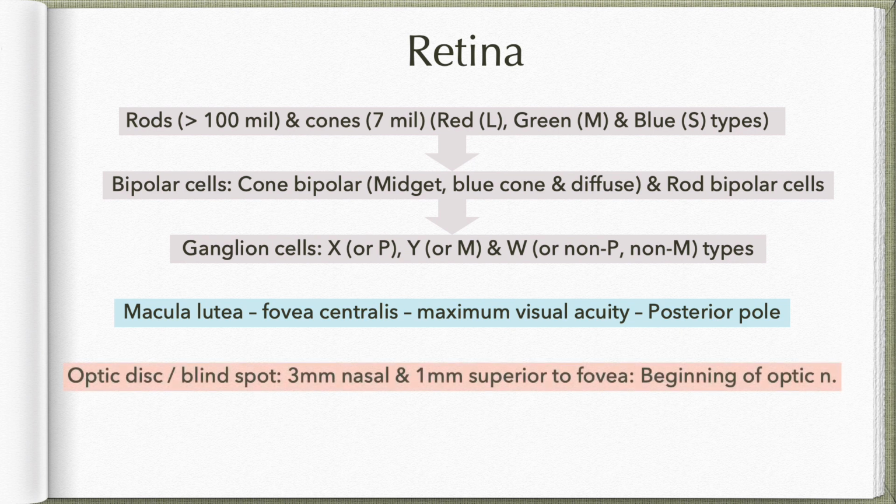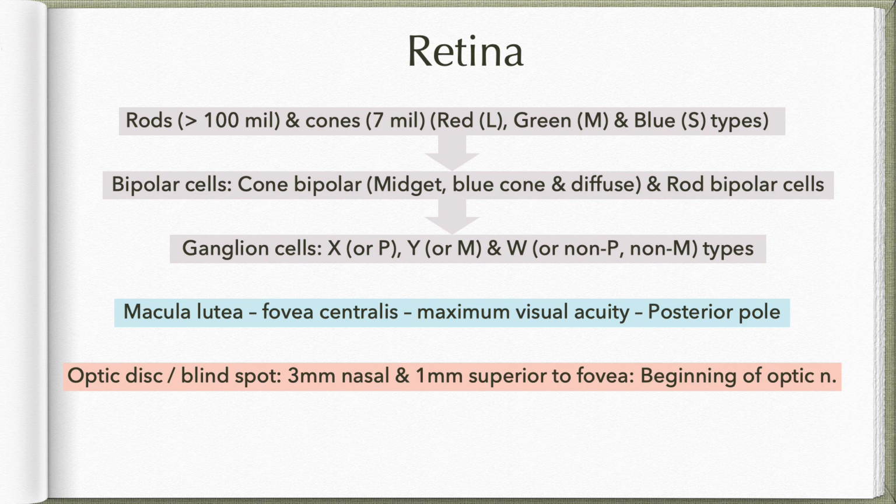The second point is the optic disc. This is about 3 millimeters medial or nasal to the fovea centralis and also 1 millimeter at a higher level. Now this is the point from where the optic nerve begins. It is also the point where the central artery and central vein of the retina will divide to supply the quadrants of the retina. There are no photoreceptor cells here, so this area is completely insensitive to light.